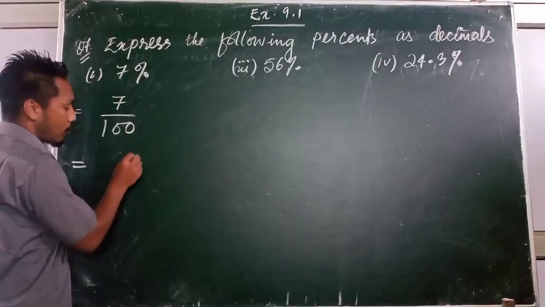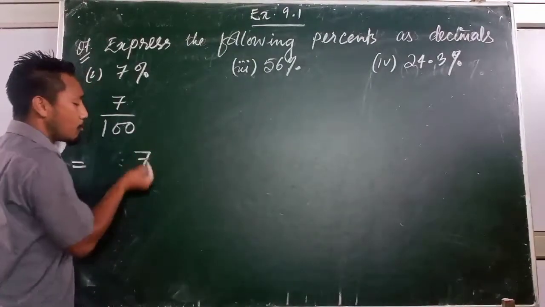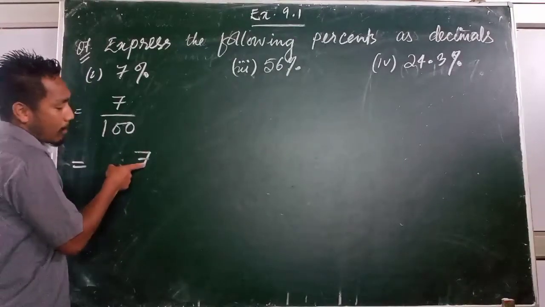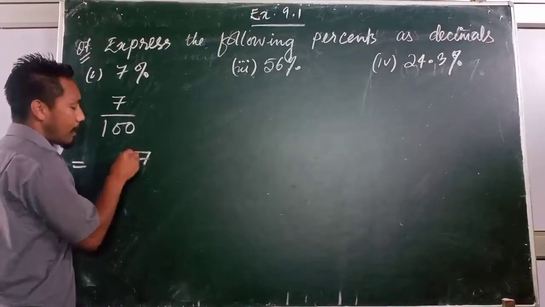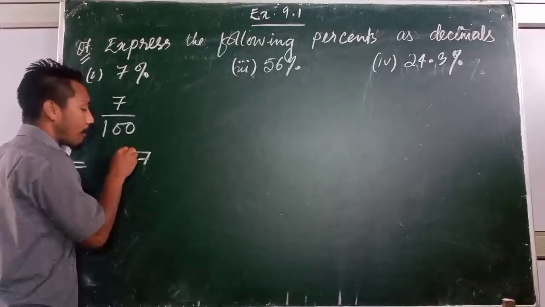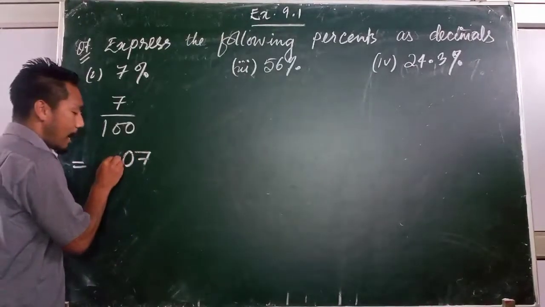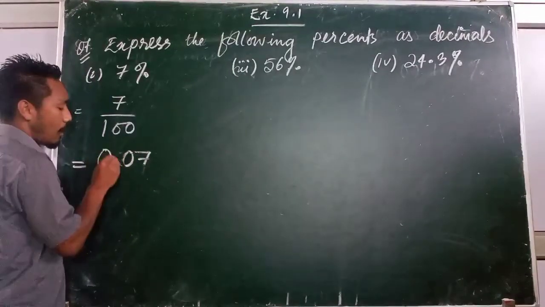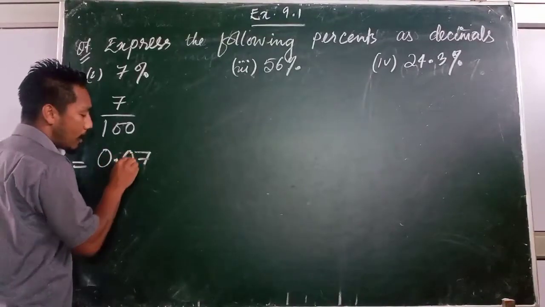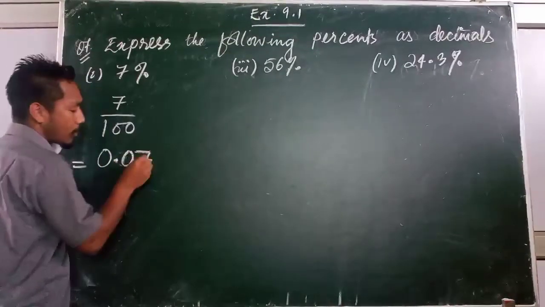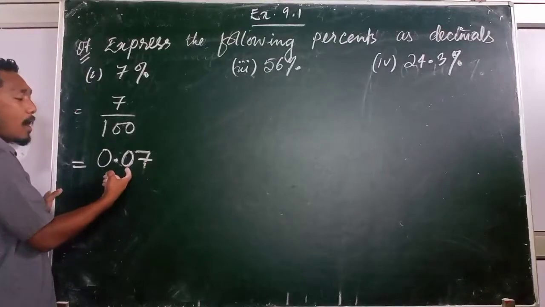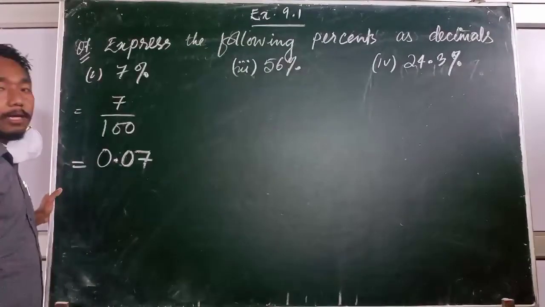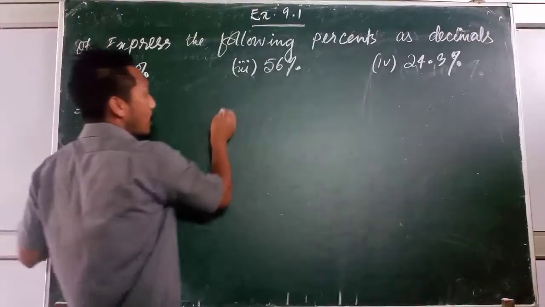So we have 2 zeros, that means up to 2 numbers we have to put. So 7, 1 number we have. Again, in order to make it 2 numbers, I have to put 1 more 0. Then I have to put point, then 0. After 2 numbers, from the back side, 1, 2. After 2 numbers, I am putting the decimal. So this is your answer.